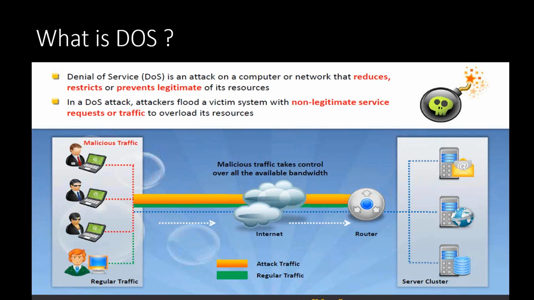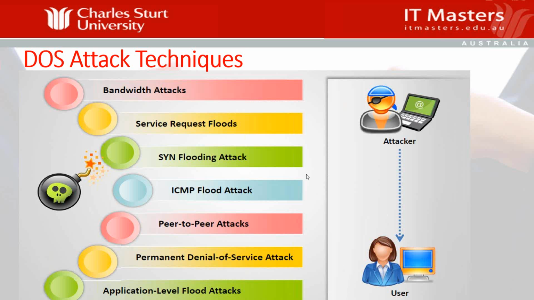Or think about a glass which can hold 230 ml of water. What if you put 235 ml of water? Probably it will overfill. Okay? That's basically what a DOS attack is. DOS can be a bandwidth attack, a storage request flood, a string flood, ICMP, P2P, a permanent DOS attack, which is usually done by anonymous users. And we also have application flood attacks.